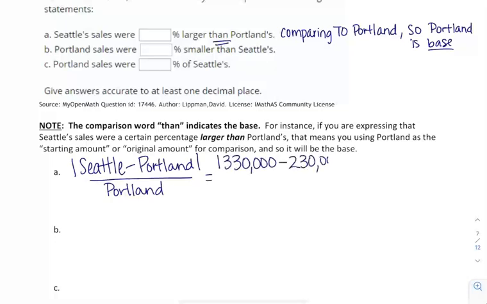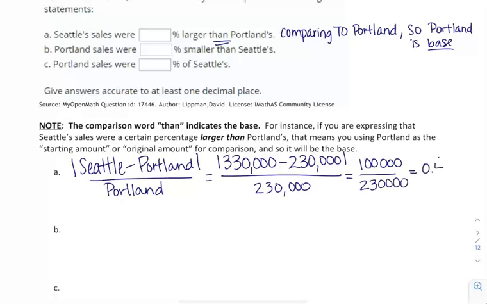Seattle was 330,000. Portland was 230,000. And we divide by Portland. That's 100,000 over 230,000. We get 0.43478, which is about 43.4%.